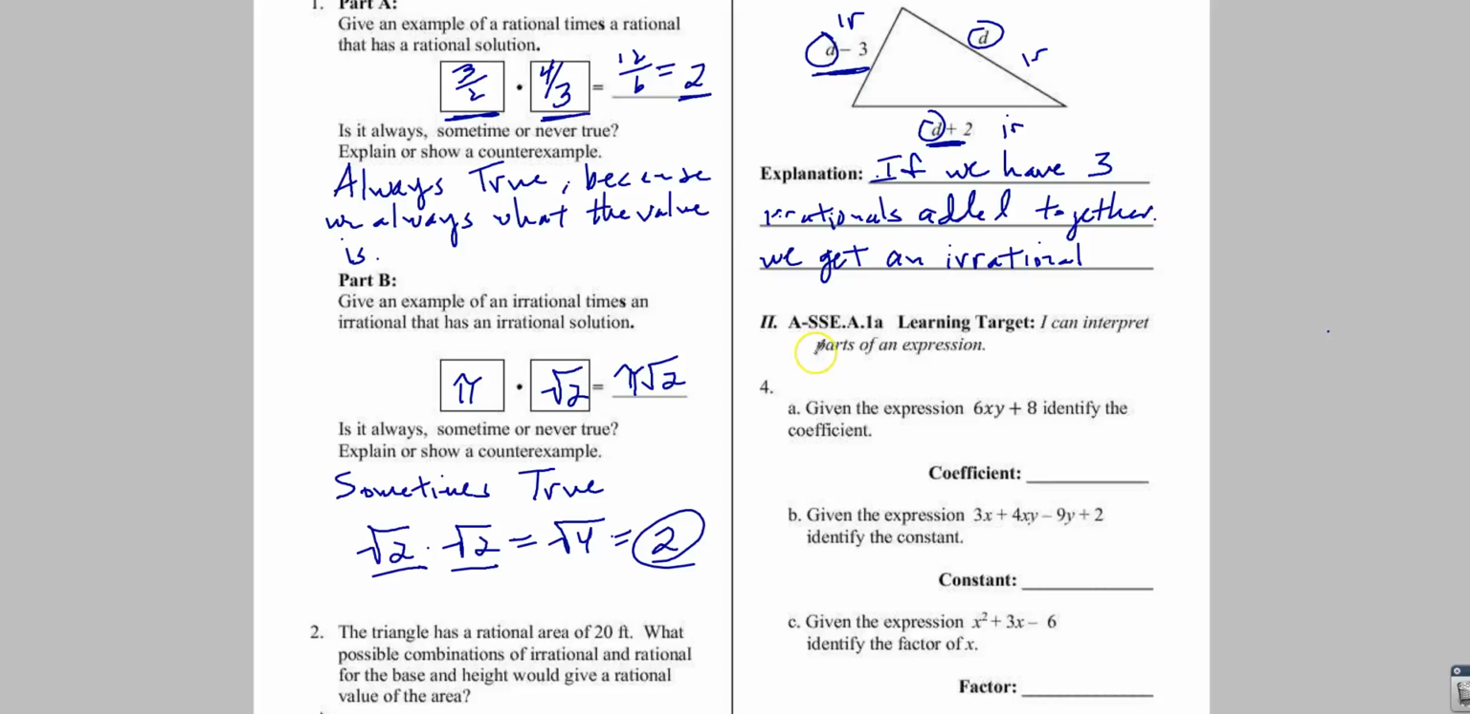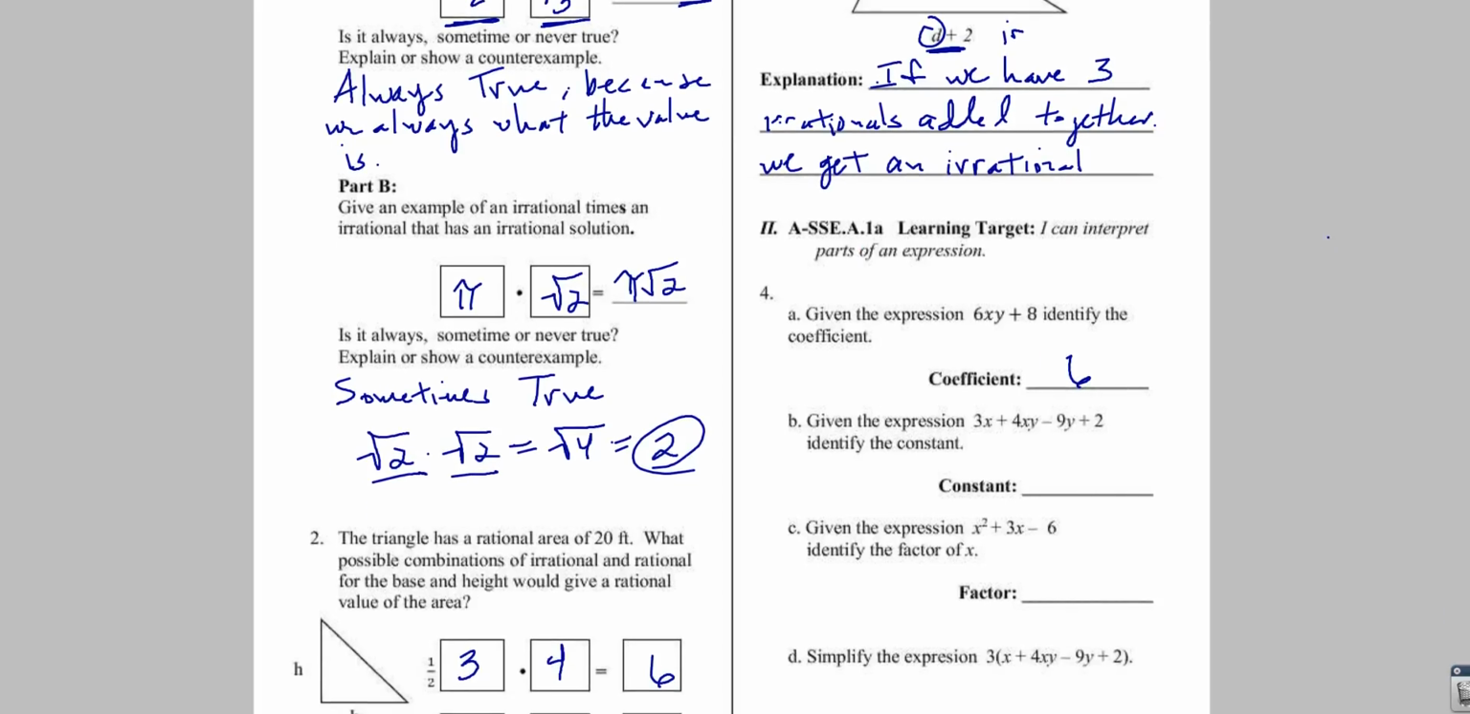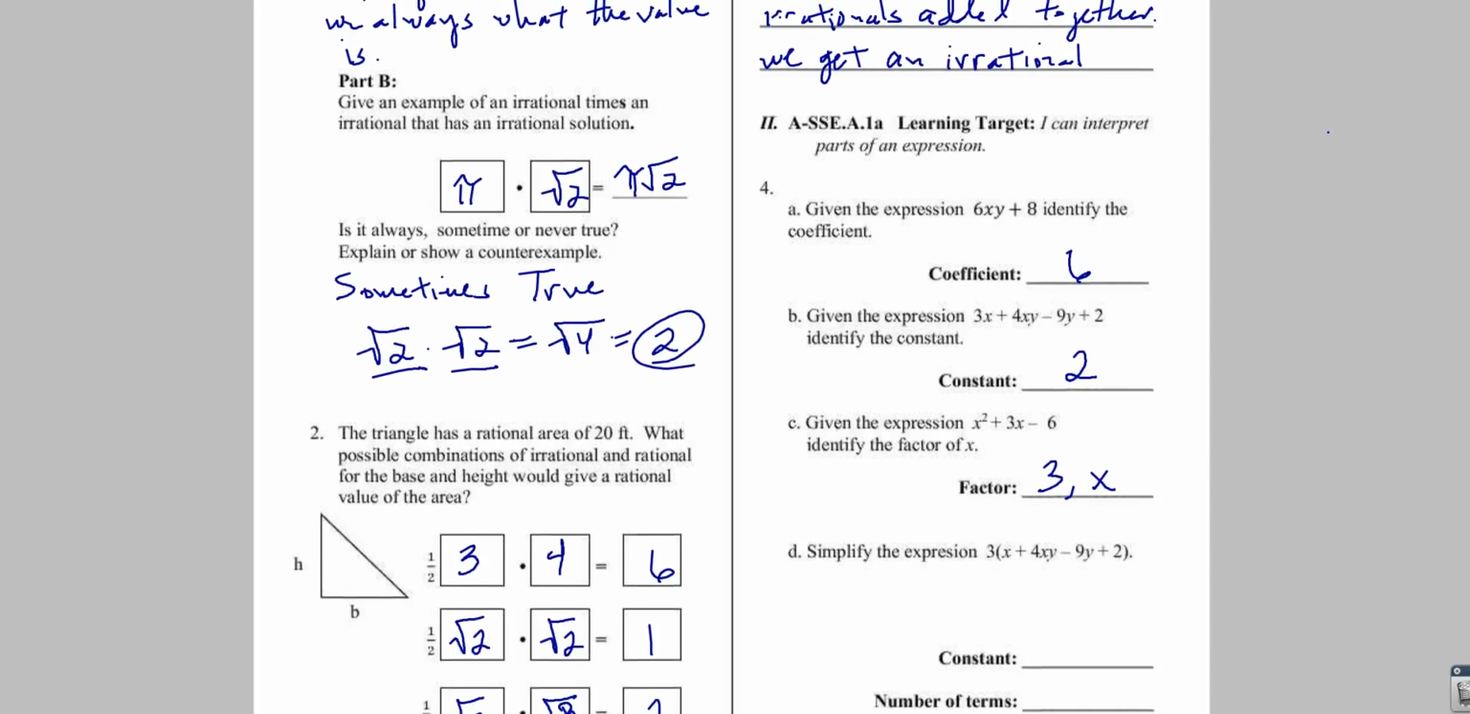All right. Number 4, given the expression 6xy plus 8, identify the coefficient. Remember, the coefficient is the number attached to a variable, so that would be 6. Given the expression, identify the constant. The constant is the term without a variable, so that would be 2. Identify the factor of x. So remember, we have an x squared term and we have an x term. Okay, the factors of x are going to be 3 and x. Those are the two factors.